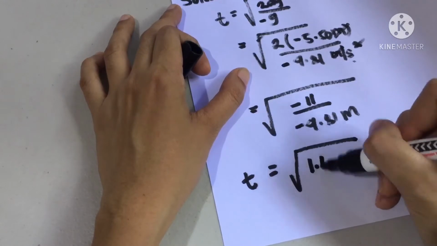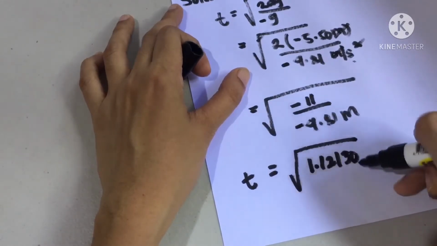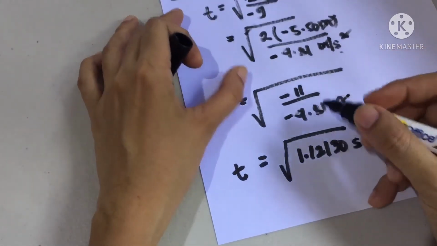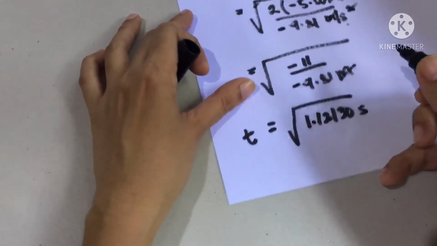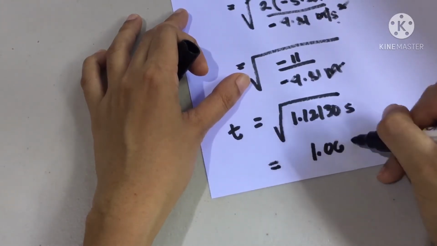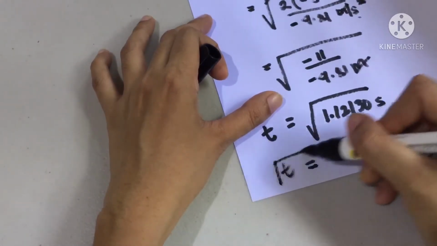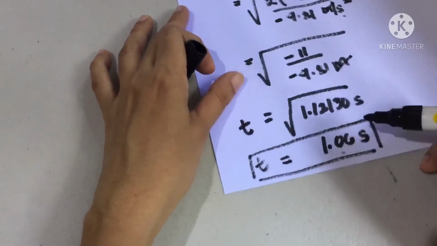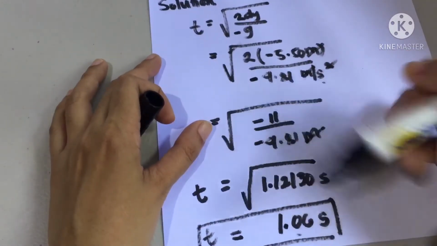positive 1.1213, per seconds squared, which cancels. And then taking the square root, the remaining answer for time is 1.06 seconds. So that is our time. Actually it is rounded off to 2 decimal places, but of course we keep going.